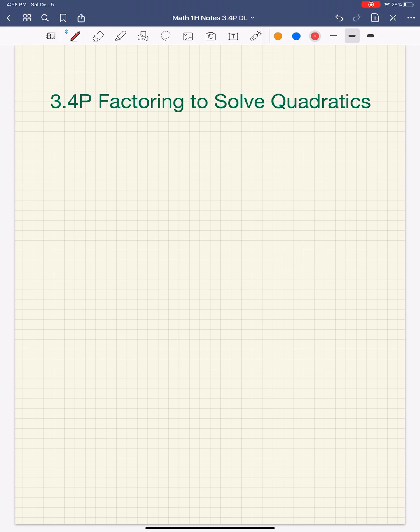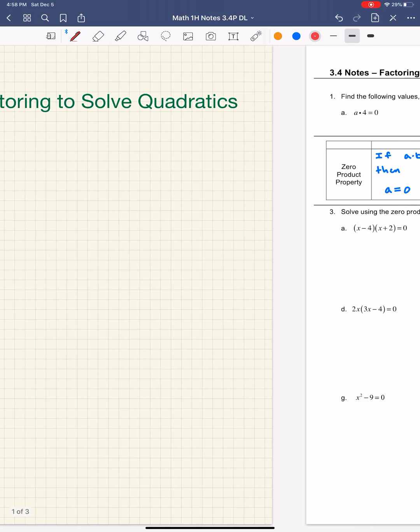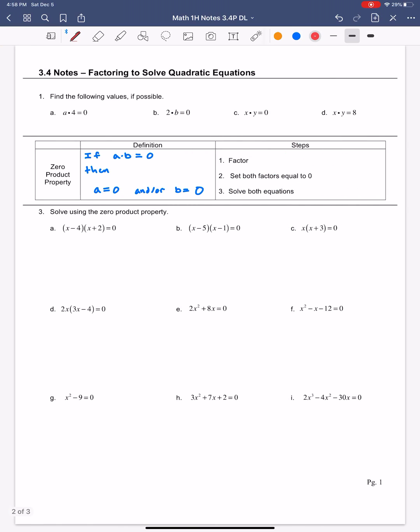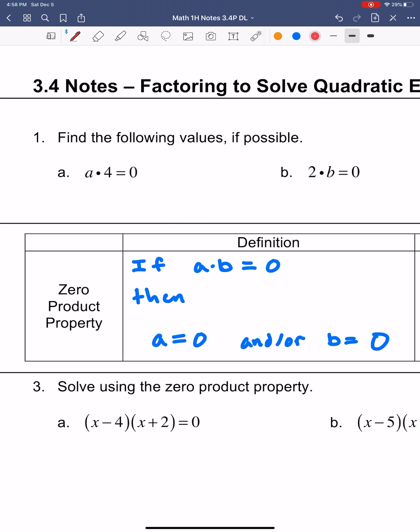Or we're going to jump into lesson 3.4p, which is on factoring to solve quadratics. So we're going to go ahead and use our factoring method to solve equations. We're going to start here with a general idea, and this says find the following values if possible.